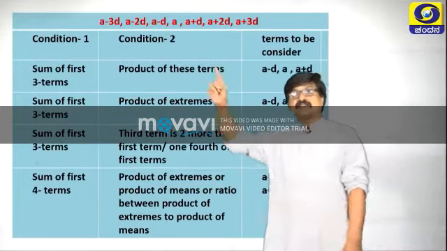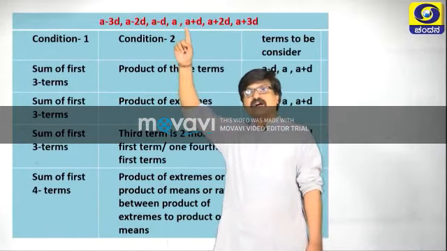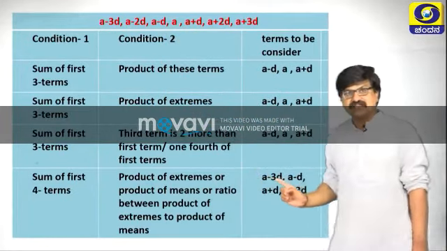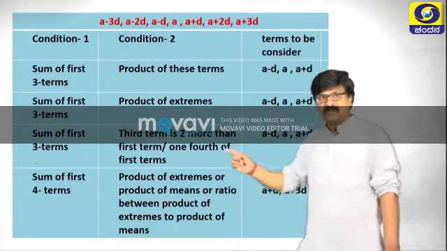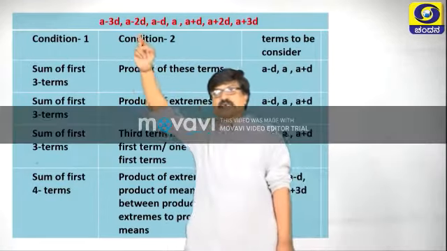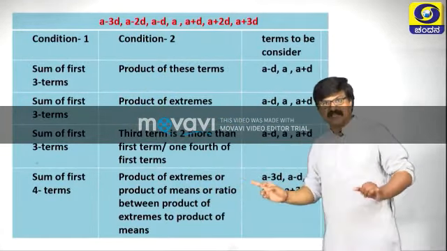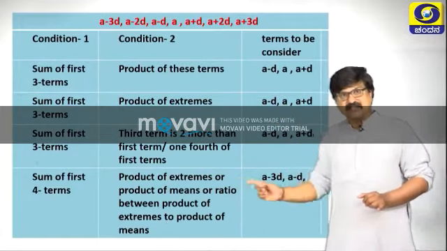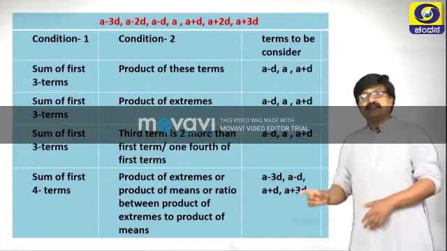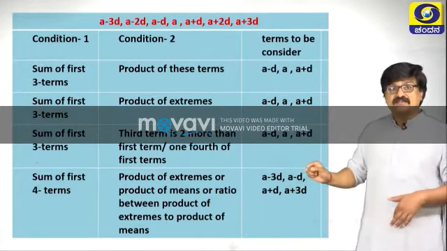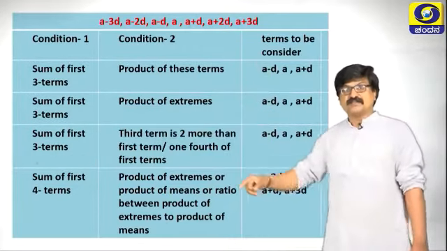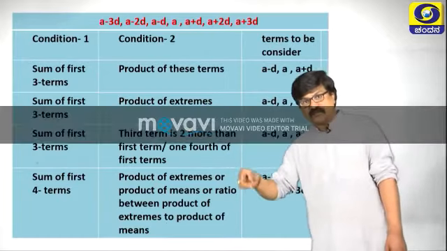In such a case, how am I taking the terms? I am neglecting A, consider A minus D and A plus D. Then the next numbers A minus 2D and A plus 2D. So, first term is A minus 3D, next one is A minus D, next is A plus D, next is A plus 3D. If we consider these 4 terms as AP, the problem solving process becomes very easy.